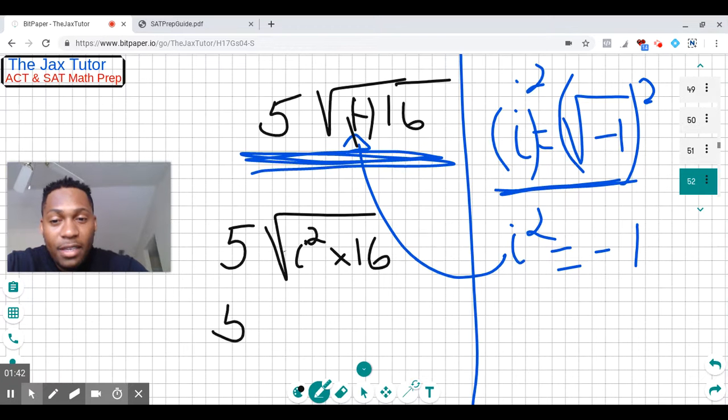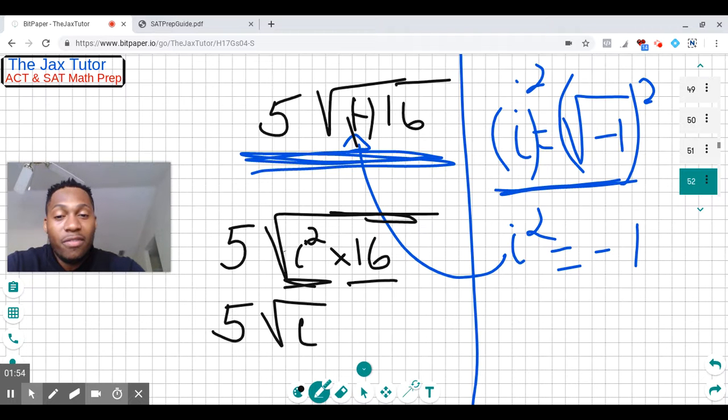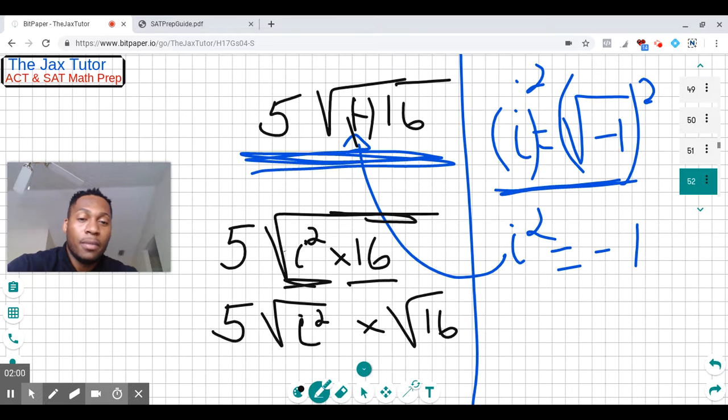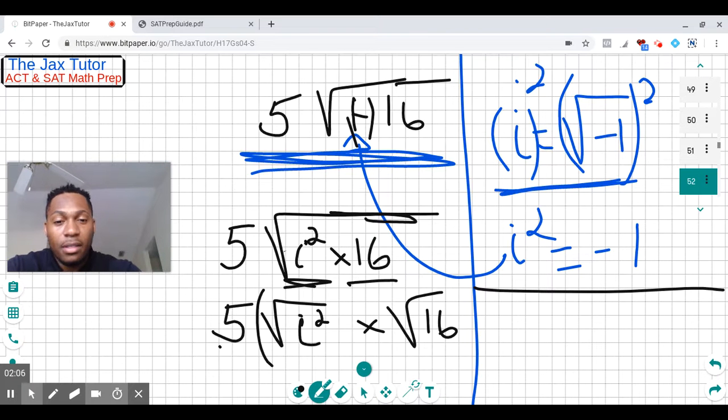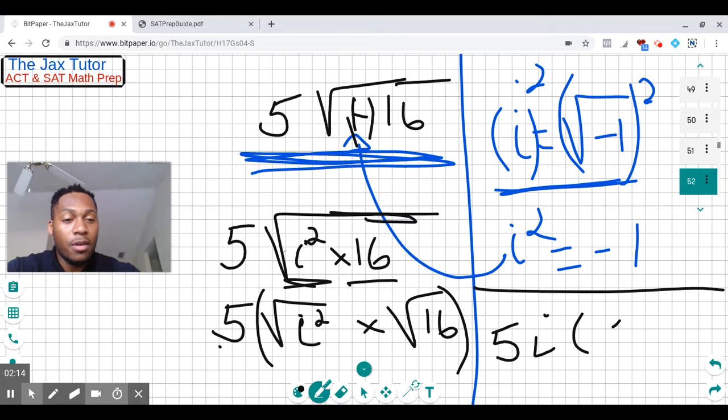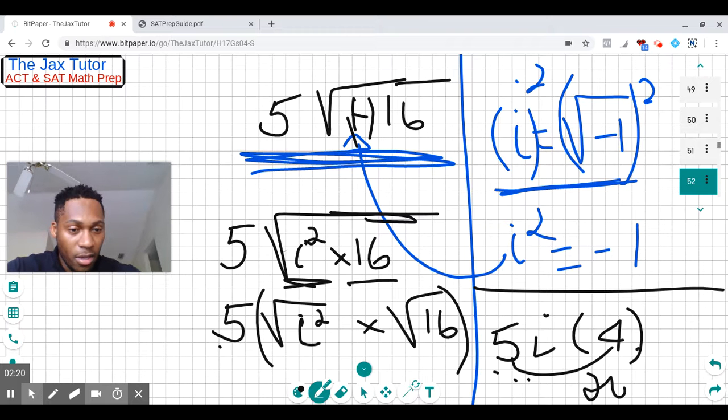So the 5 is going to stay by itself. Now you have the square root of two different terms, the square root of i squared and the square root of 16. We can separate those: the square root of i squared multiplied by the square root of 16. Okay. So let's go on this side right here. 5, let's put a parenthesis for this. What's the square root of i squared? i, right? What's the square root of 16? 4. So 5 times 4 times i. 5 times 4 is 20. 20i. Okay, and that's it. That's all we have to do.